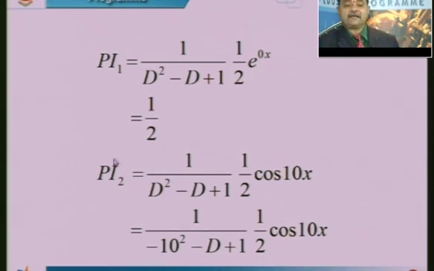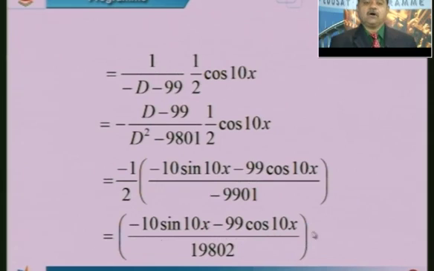Let us go for particular integral 2 for cos 10x by 2, which is 1 by D squared minus D plus 1 into 1 by 2 cos 10x. Here b value is 10. That's why you can see I have replaced D squared by minus b squared, that is minus 10 squared. Simplify it, minus 10 squared will become minus 100 plus 1. So minus 99. This 1 by 2 cos 10x is there as it is. So it will become 1 by (D minus 99) into 1 by 2 cos 10x.